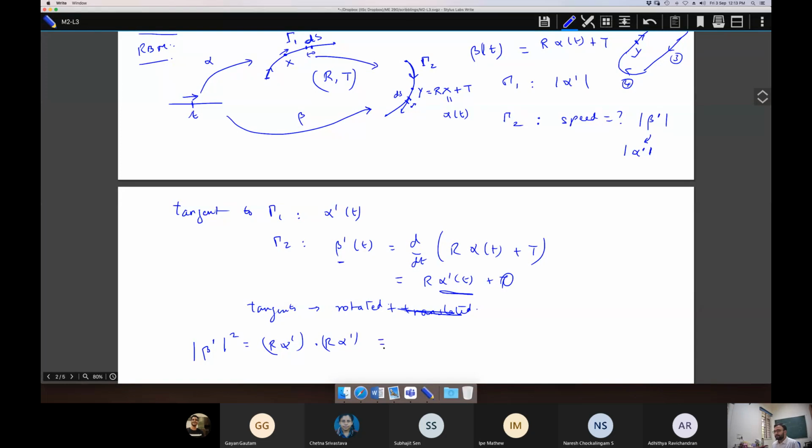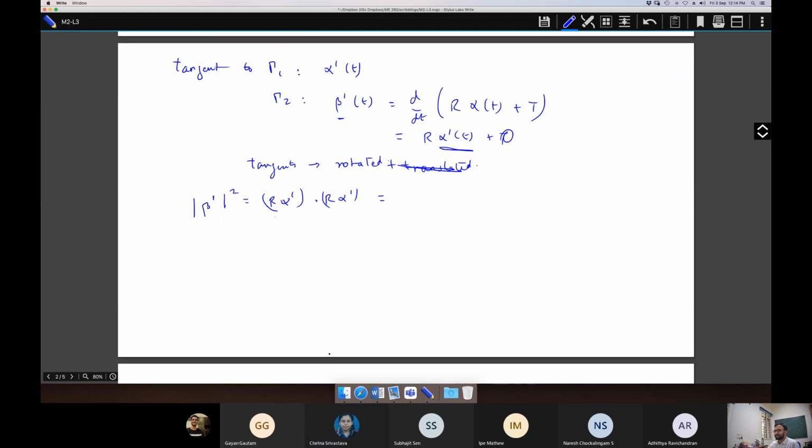Yes, sir. Let's do this in index notation. How can I compute this dot product using index notation? So that would be R transpose into R. That's one way to do it. So you can write this as alpha prime, R transpose R, alpha prime. How much is this? This would be the identity matrix because of rotation, and therefore this will just become alpha prime dot alpha prime, equals mod alpha prime squared. Agreed? Yes, sir.